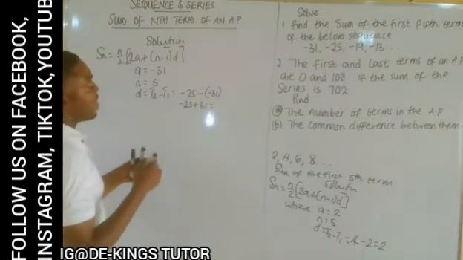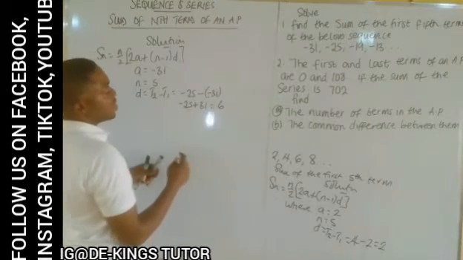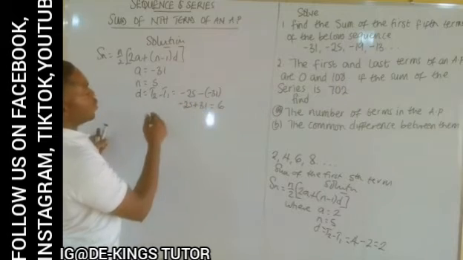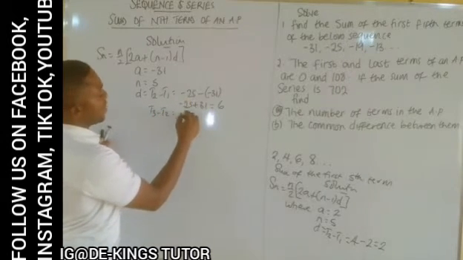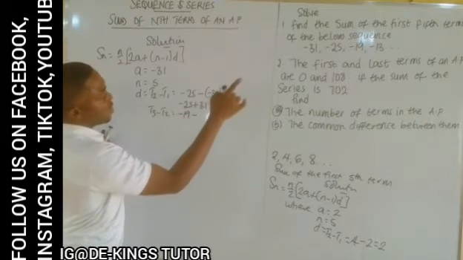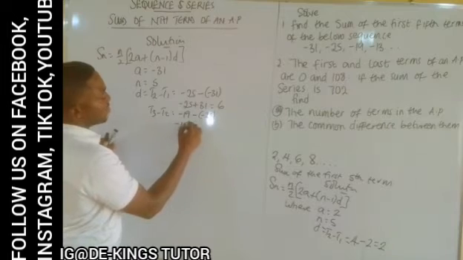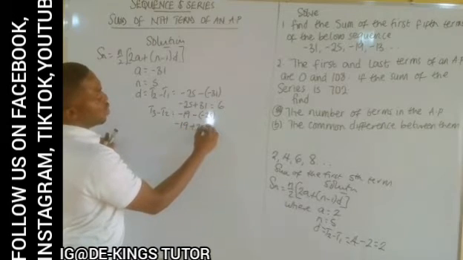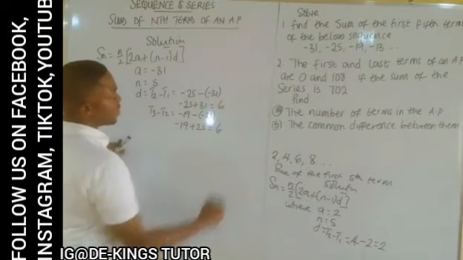So minus 25 plus 31 will give us 6. Okay? So we'll try another one to be sure. T3 minus T2. What is T3? T3 is minus 19 minus 25. So if we have minus 19, minus times minus is plus 25. So minus 19 plus 25 gives us positive 6.